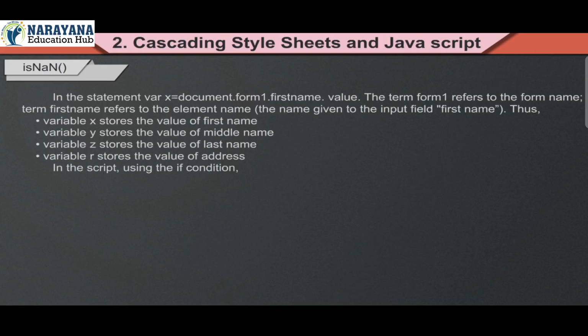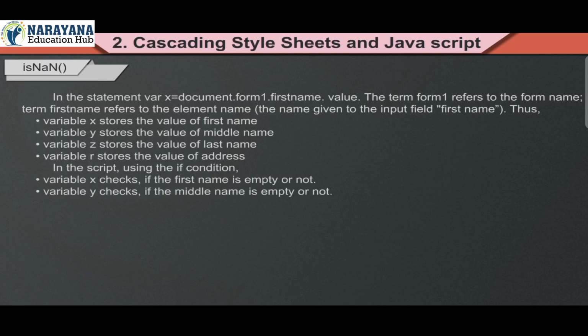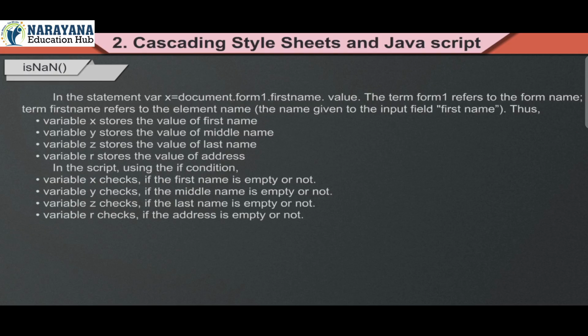In the script, using the if condition, variable x checks if the first name is empty or not. Variable y checks if the middle name is empty or not. Variable z checks if the last name is empty or not. Variable r checks if the address is empty or not.